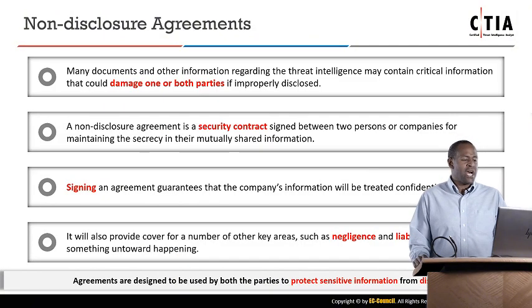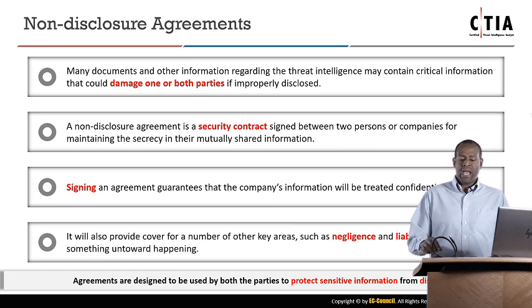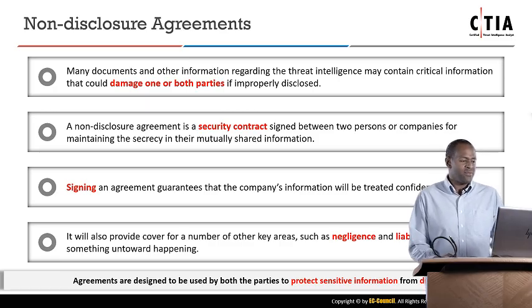Then we have NDAs, non-disclosure agreements. Have you ever had to sign a non-disclosure agreement? I've had to do that for many different projects where we have information that is company sensitive and company private, or if you're a civilian working in a government or military situation and you don't have a security clearance, they may make you sign an NDA.